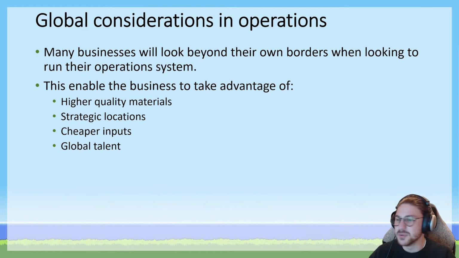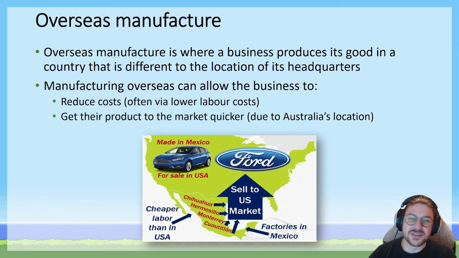Generally speaking, you will be looking to take advantage of global opportunities to source higher quality materials, to build your business in strategic locations, to source cheaper inputs, or to access global talent pools. Now, the first of the named global considerations is overseas manufacture, and that is where a business elects to produce its goods in a country other than the country where the business is headquartered.